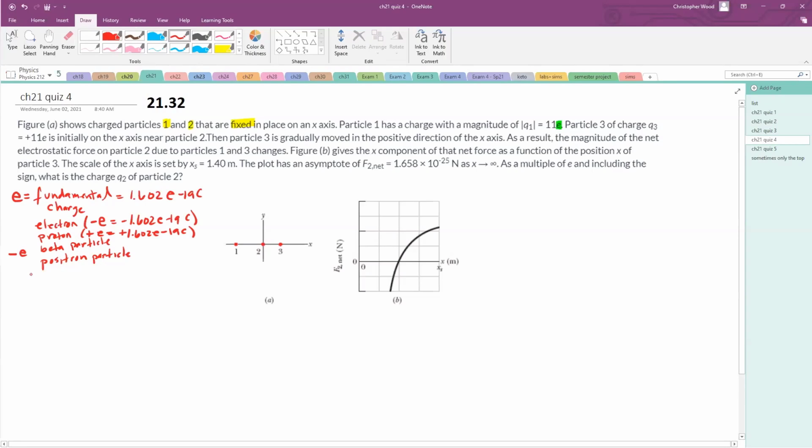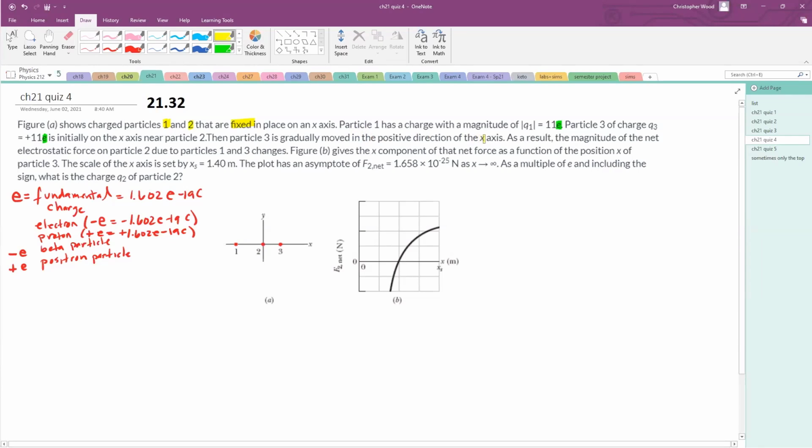A positron has a charge of positive E. So that's what E is. This is my chance to formally introduce in Zoom class, because you've seen it in the video, what this E is referring to. This is natural log base E. Okay, so back to the problem at hand.